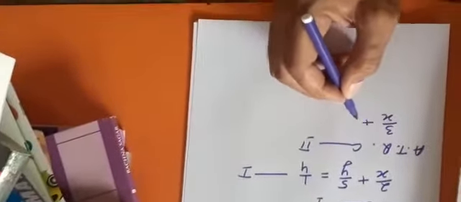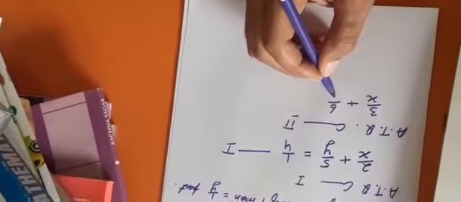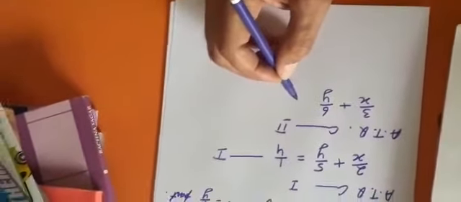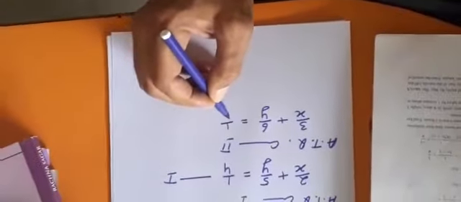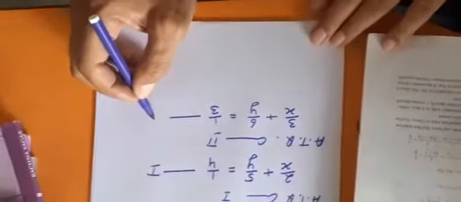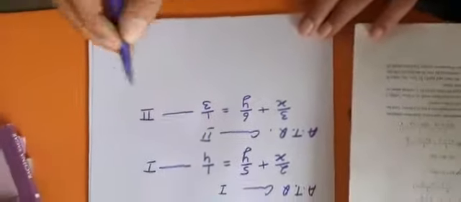Now, according to question's condition number 2, condition number 2 says 3 women and 6 men. That means 3 upon x plus 6 upon y is equal to, they can finish it in 3 days. So it is 1 upon 3. This is equation number 2.